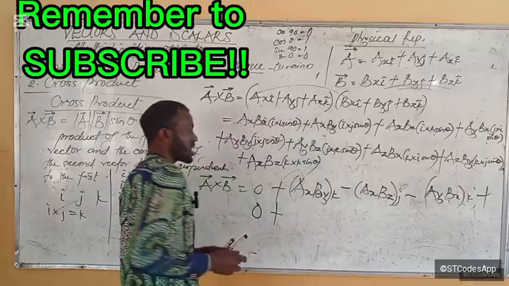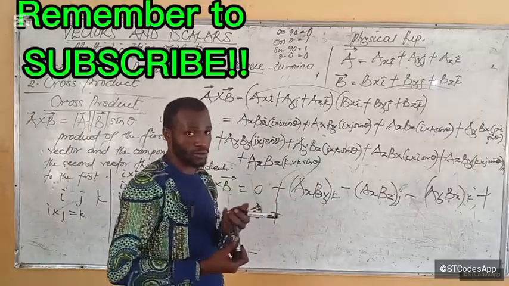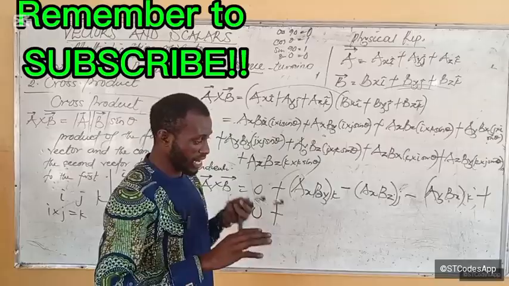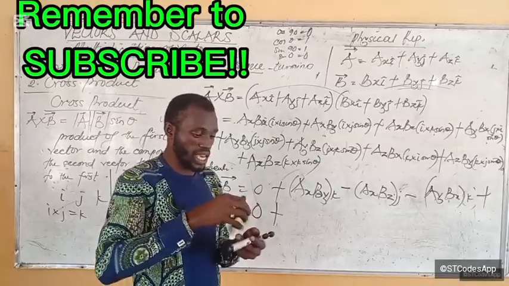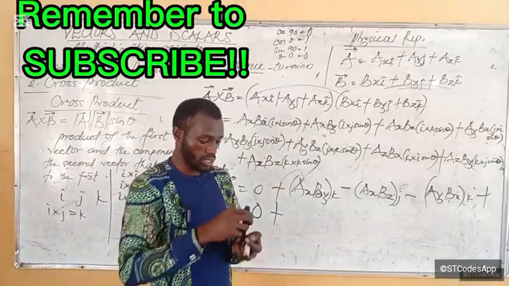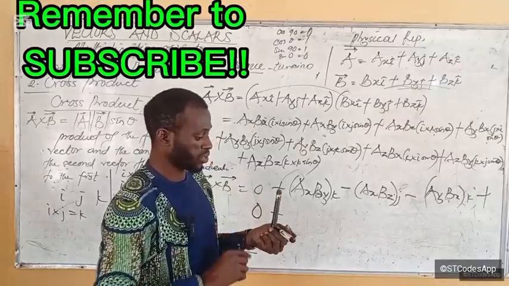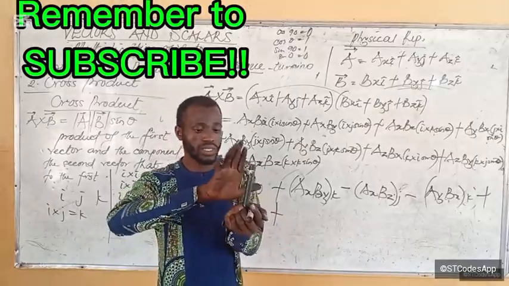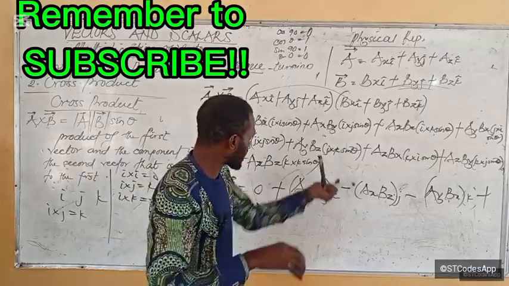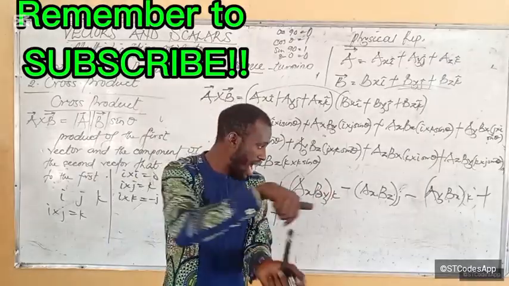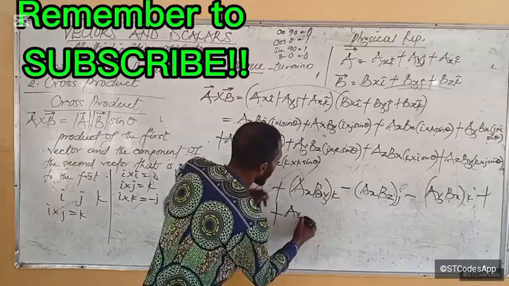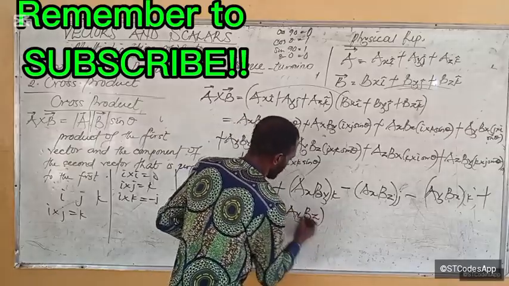Now J cross K. You can try that yourself; I will not be showing you all of that again. This is the last one I will do. J wants to cross K. K is in this direction, into and out of the board. Into the board is negative K. This is positive J. So we cross J and K. What direction is this? I, yes, that's I. So that becomes AYBZ I.